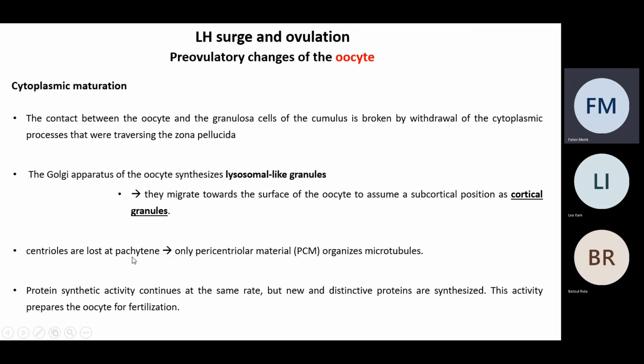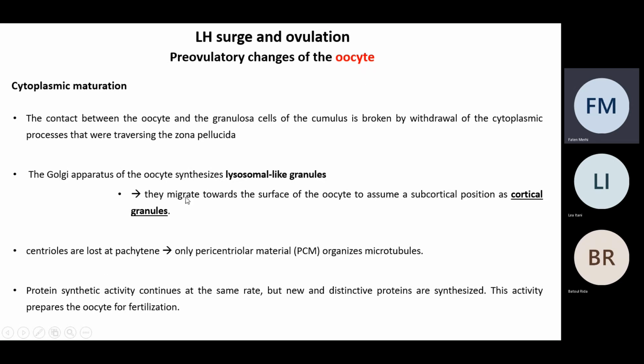Also, the centrioles will be lost in the oocyte, and only the pericentriolar material will be kept. Only the material surrounding the centrosomes will be kept to organize the microtubules during the zygote division. So we have said that the sperm cell will keep its centriole, and the pericentriolar material will be provided by the oocyte. Okay, and they will be used for the zygote division.